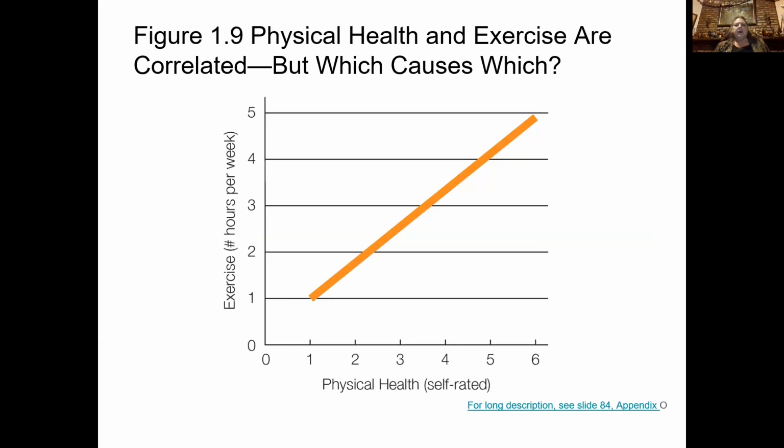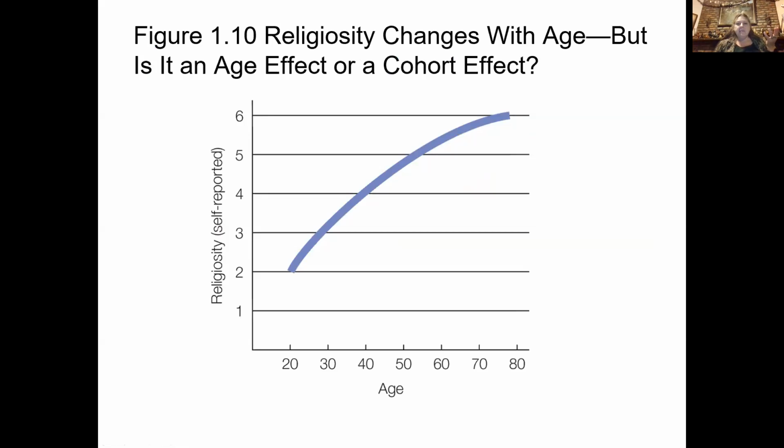All right, more examples of correlation. Physical health and exercise are correlated, but which causes which? Well, we've already done a lot of examples of this. Basically, as exercise per week increases, physical health increases. But are we exercising because we're already a healthy person, and because we're healthy, we're exercising more? Or are we just exercising more, which makes us more healthy? It could be either way, or there could be a third factor that we are unaware of. Same thing. Okay, so that was an example of correlation.